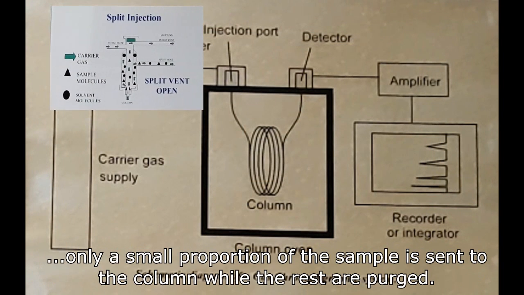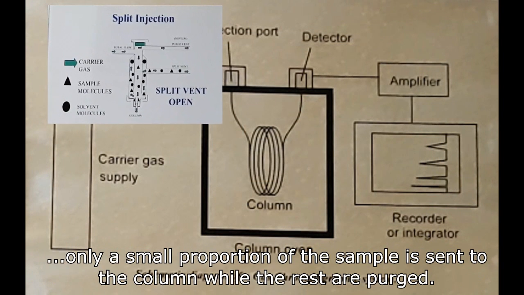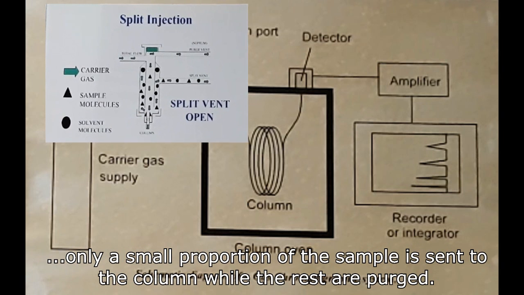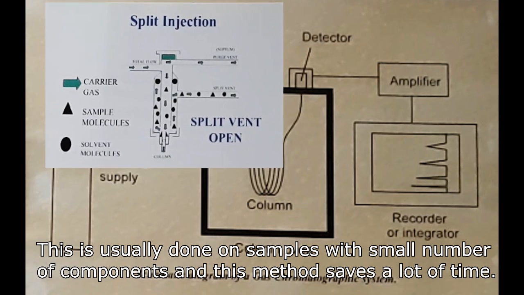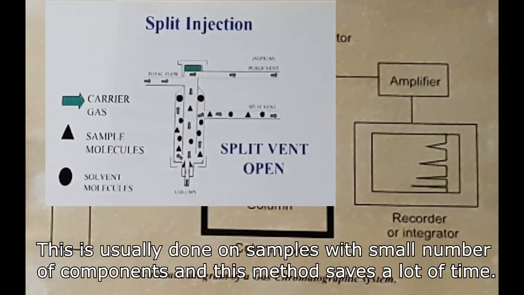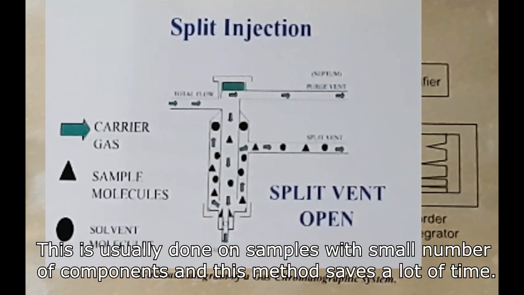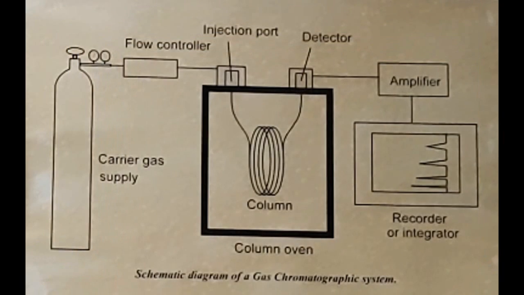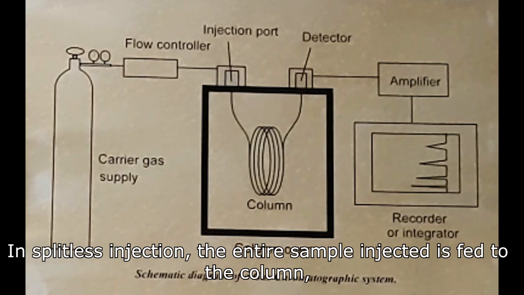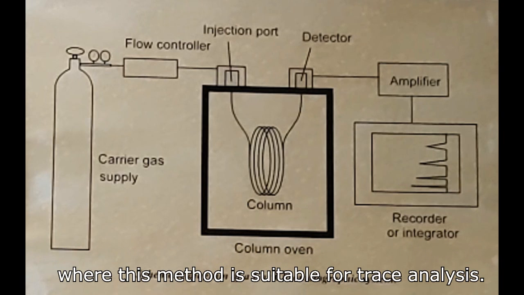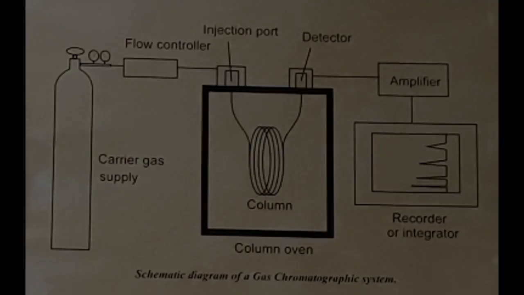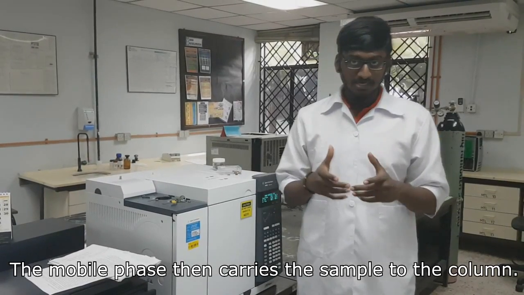In split injection, only a small proportion of the sample is sent to the column while the rest is purged. This is usually done on samples with a small number of components, and this method saves a lot of time. In splitless injection, the entire sample injected is fed to the column, where this method is suitable for trace analysis. The mobile phase then carries the sample to the column.